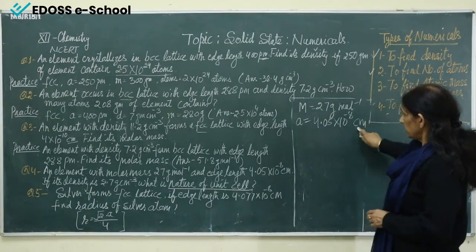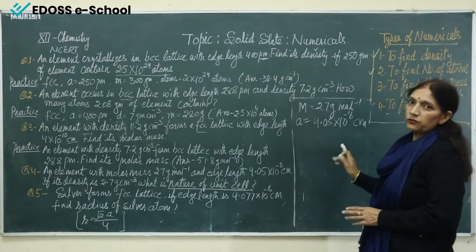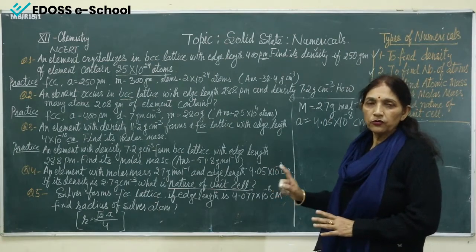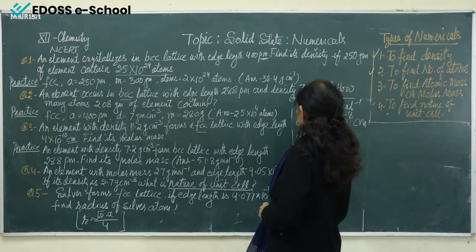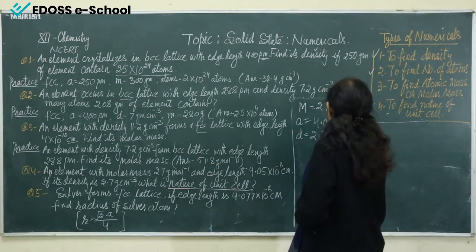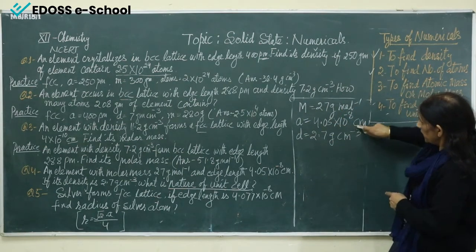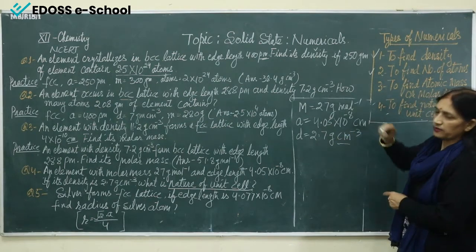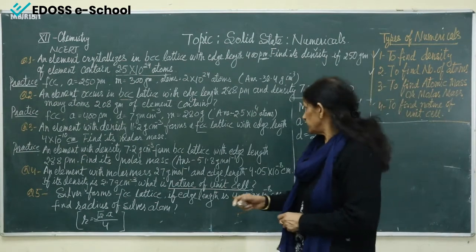Now see here, this is centimeter, so remember, no need to convert it. This is not picometer, this is centimeter. So no need of changing. And density is given, 2.7 gram per centimeter cube. Why do we take edge length in centimeter? Because density, you can see, is also given in centimeter, that's why. If it is in picometer, we have to convert it into centimeter. This is the reason only.